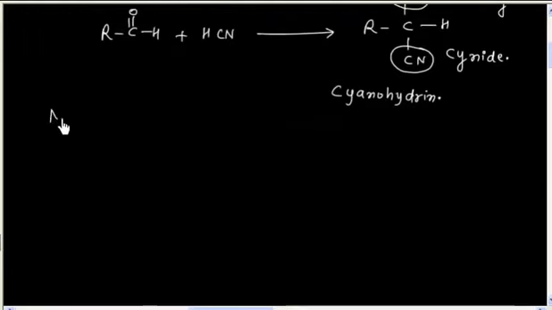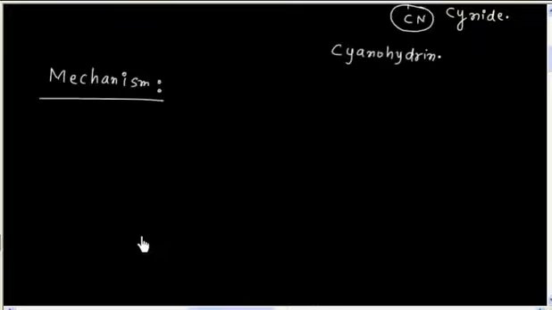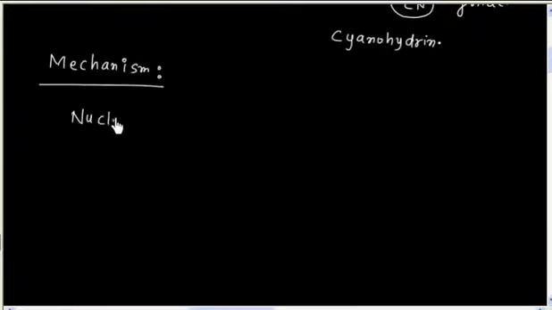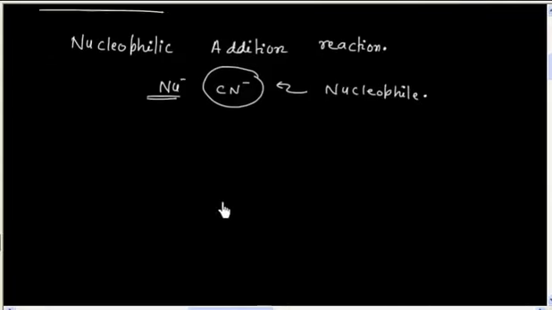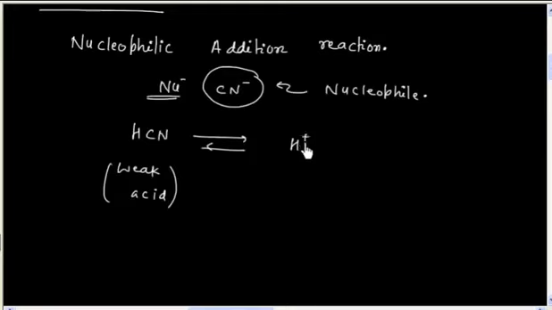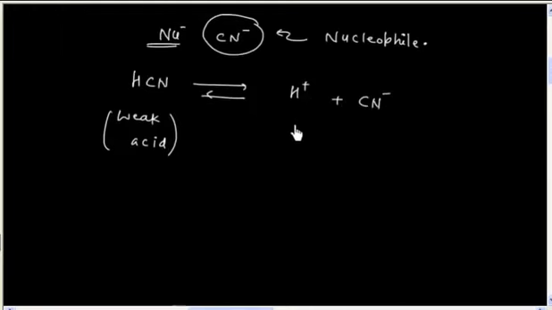Now let us consider the mechanism of this reaction. This reaction is basically a nucleophilic addition reaction. So in this reaction, CN- is the nucleophile. We can generate the nucleophile by ionization of the weak acid HCN. HCN is a weak acid, it can ionize to give H+ and CN-. So this is simply ionization.